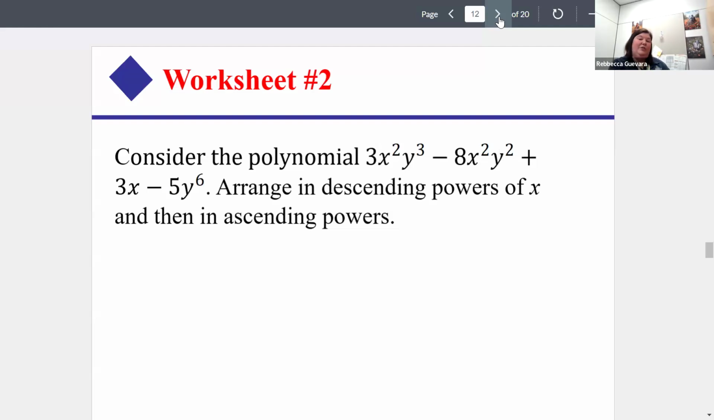Okay, so consider this polynomial here, the one we just had a little while ago. We want to arrange it in ascending powers of x as best you can. As you can see, there's a little problem in here somewhere. We're going to see how you handle it.